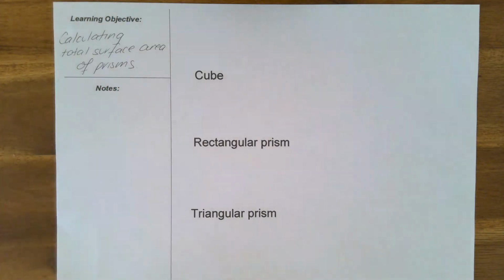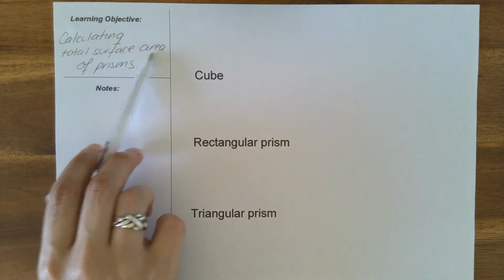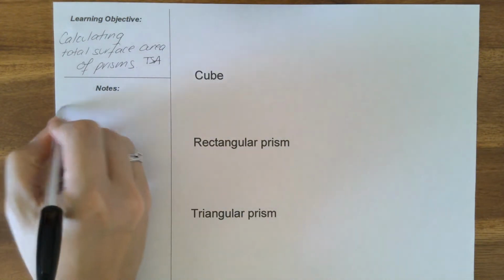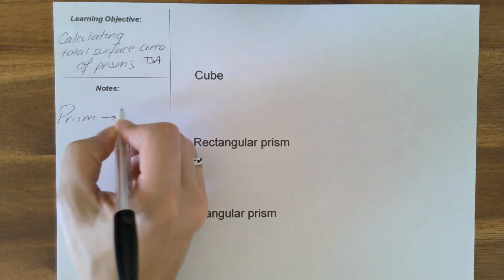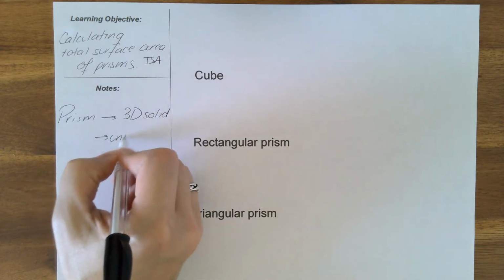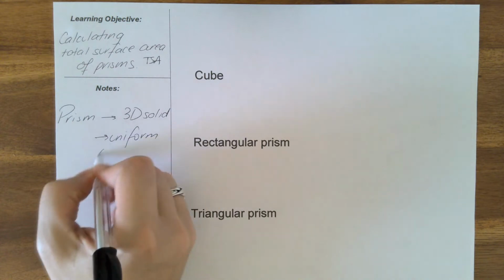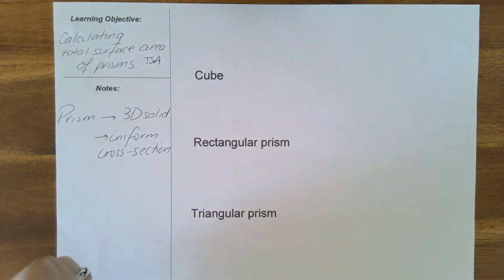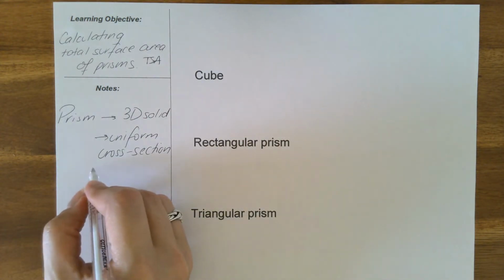In this lesson, we are looking to calculate total surface area, or TSA, of prisms. Now, a prism is a 3D solid. It has a uniform cross section. That means we can cut it somewhere and we're going to get the same shape all the way through. It's a uniform cross section.